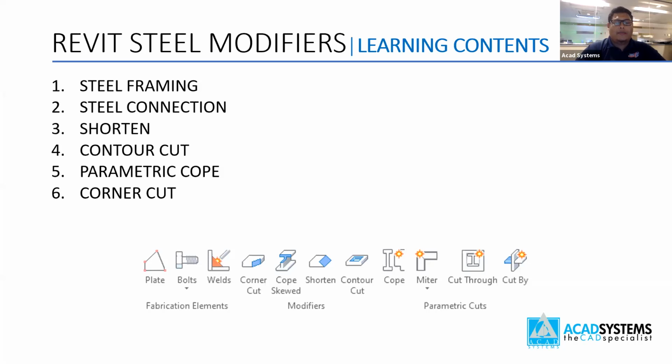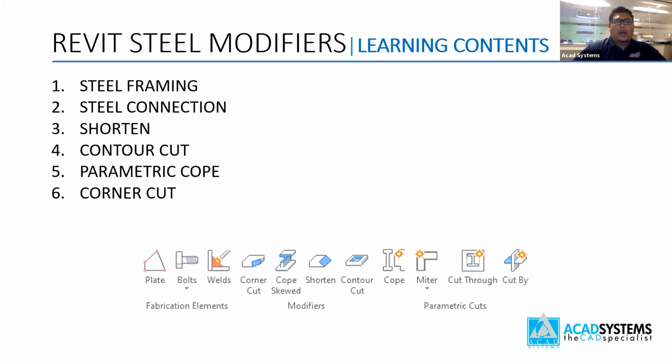So all of these features are really new. Previously, it was only available in Autodesk Advanced Steel. If you are steel fabricators or steel detailers, you may have heard about Autodesk Advanced Steel. And now the features are available in Revit 2019 and above.